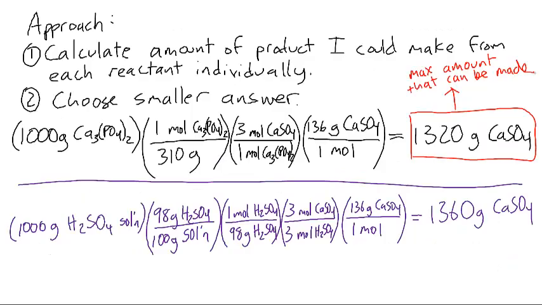And the limiting reactant would have been calcium phosphate. So a limiting reactant problem is really just two straightforward stoichiometry problems followed by a choice. That's it. Questions there? All right.